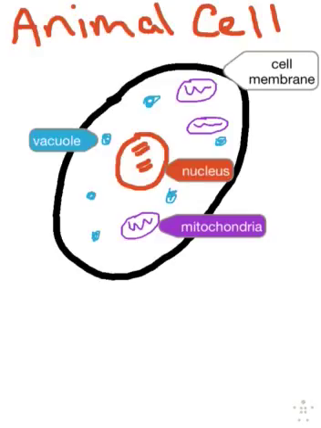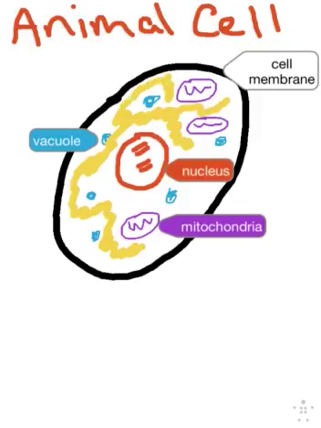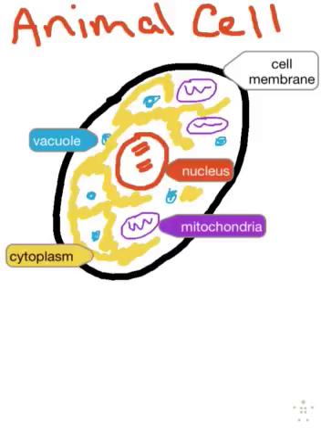And last but certainly not least is the jelly-like fluid found on the inside of both plant and animal cells. This is called cytoplasm. Cytoplasm is what allows for materials to move around inside the cell. Think of it kind of like Jello. These are the basic parts of an animal cell.